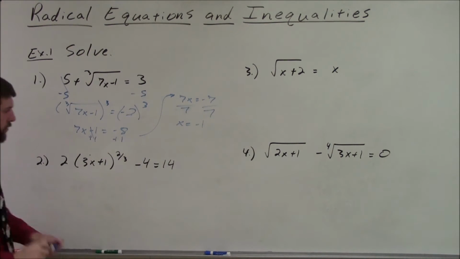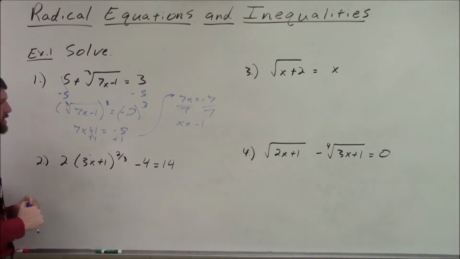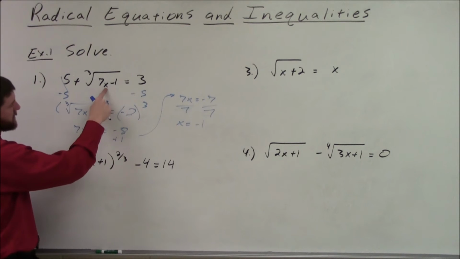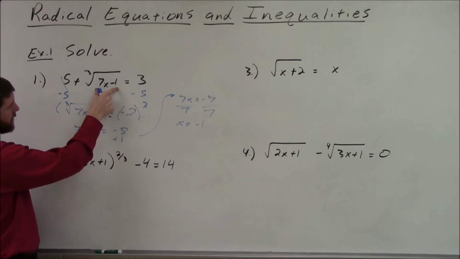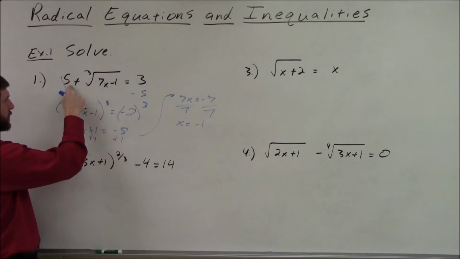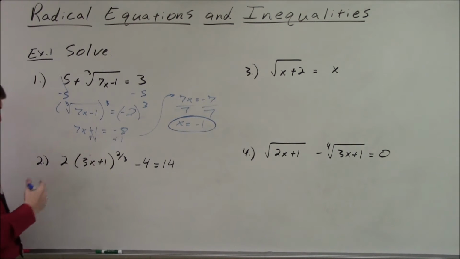And with all radicals, we want to check. Typically it's only the even roots, but let's just get in the habit of checking all of them. 7 and negative 1 is negative 7, minus 1 is negative 8. Cube root of negative 8 is negative 2. 5 minus 2 is 3. That one checks out. Let's go to number 2.